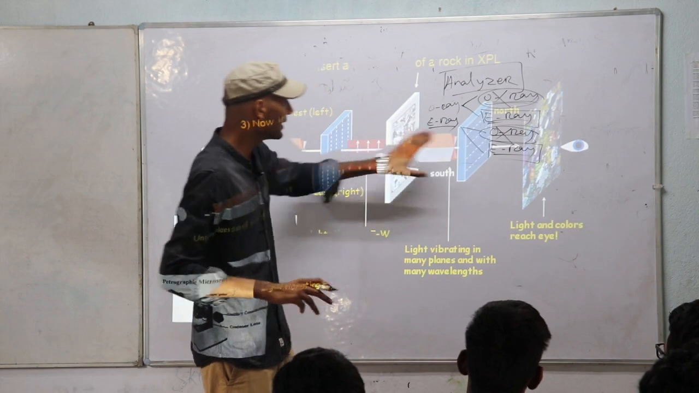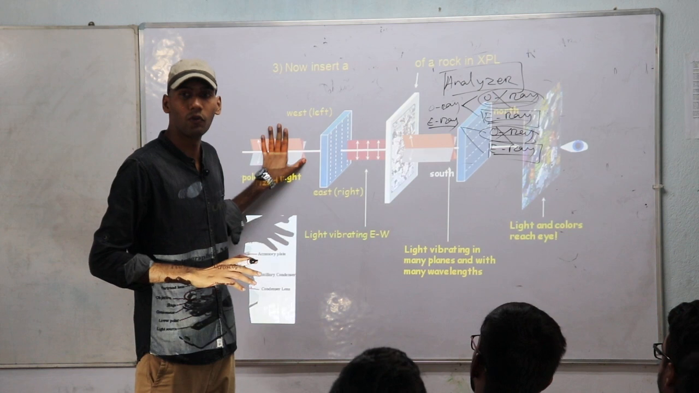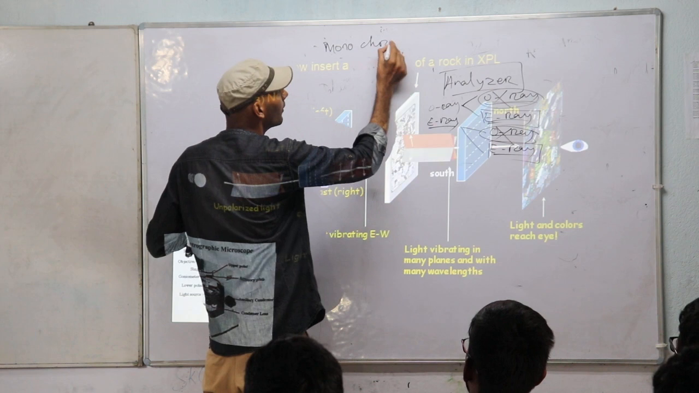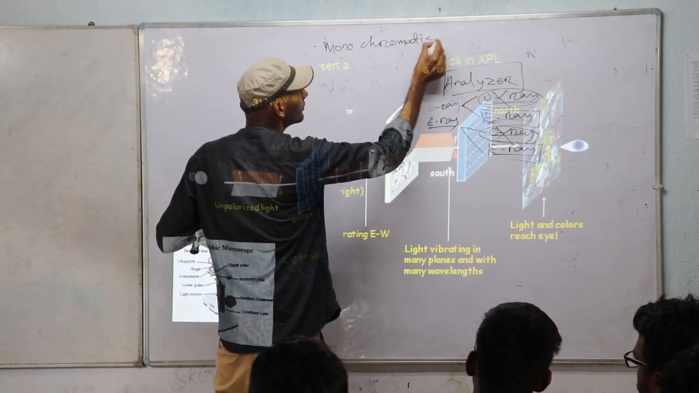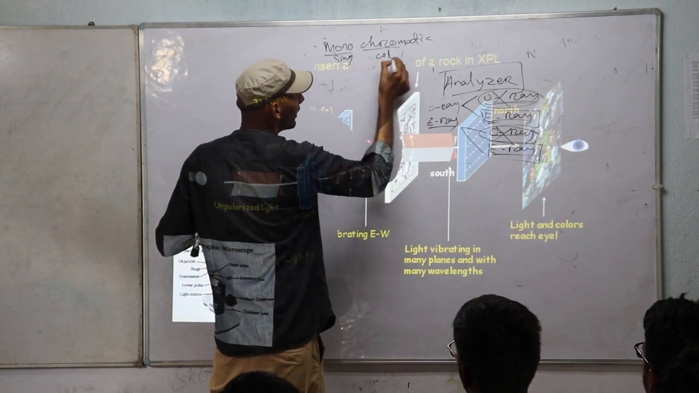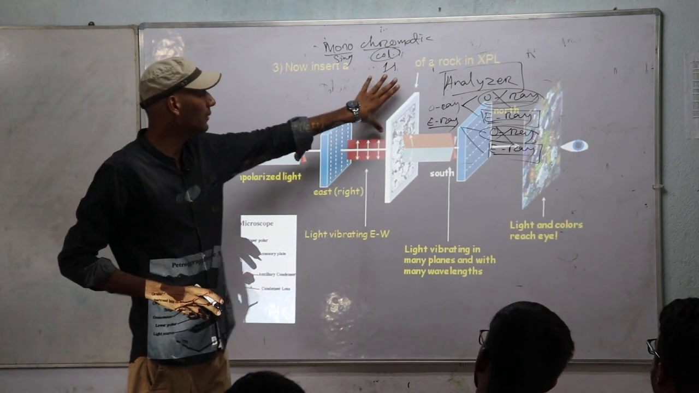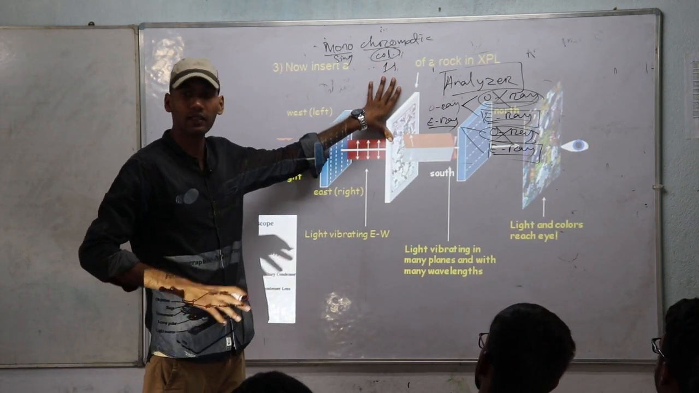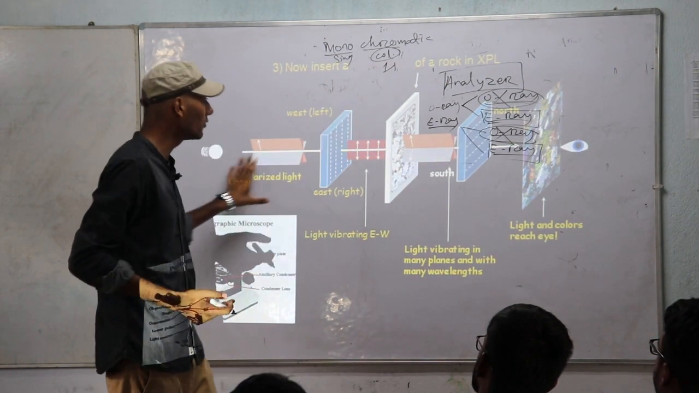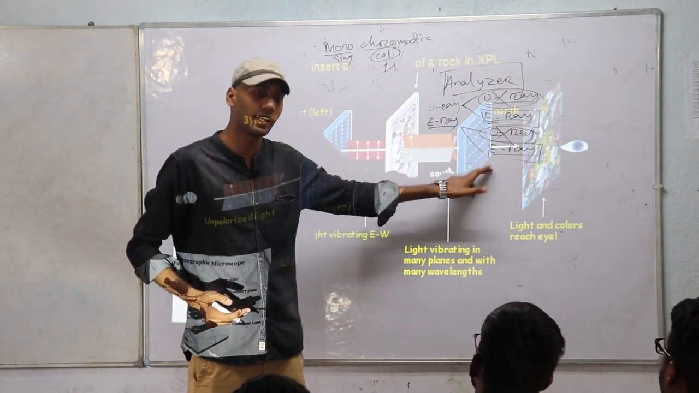This is the phenomenon whenever we are talking about a single wavelength of light. Single wavelength means monochromatic, right? Mono means single, chrome means color, one color means one wavelength. So whenever we are talking about a single wavelength of light, let's say red, green, blue, anything, that one wavelength will produce two extraordinary rays after the analyzer.